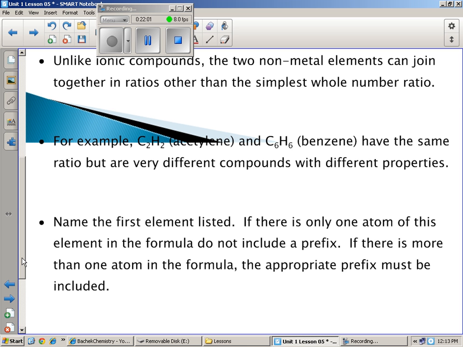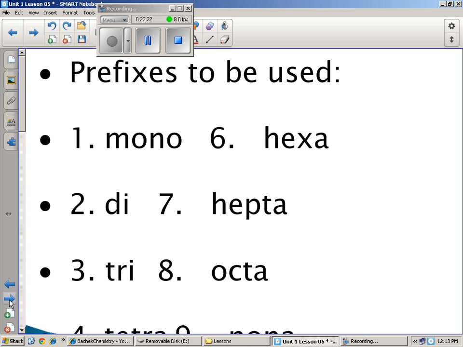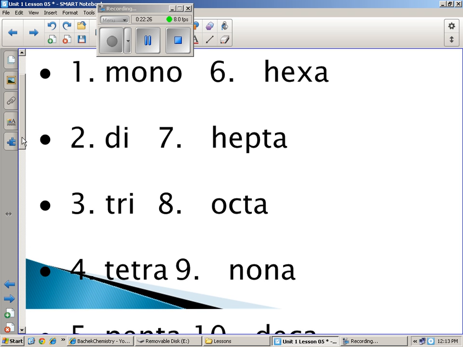All right? To name molecular compounds, we're going to name the first element. If there's one, we don't include a prefix. If there's two or more, we have to use a prefix. The second element always has a prefix, always, and also always ends in "ide." So here we go, next page. Here's the prefixes I promised you yesterday that you'll have to write in there, I think.